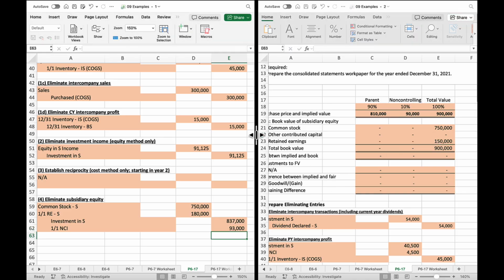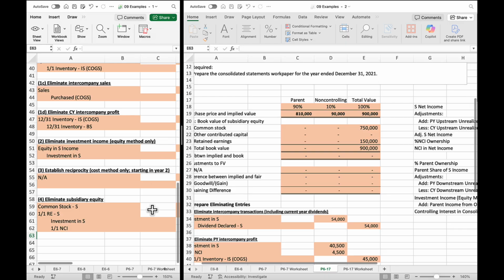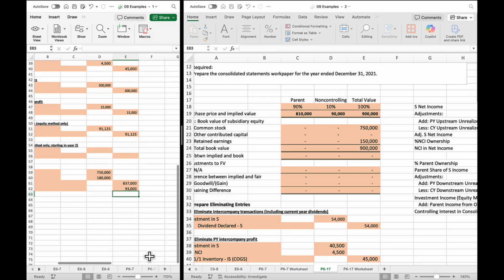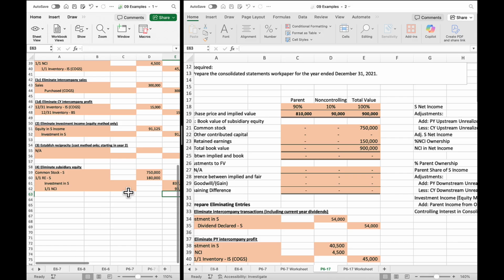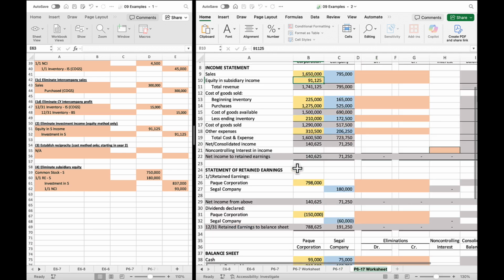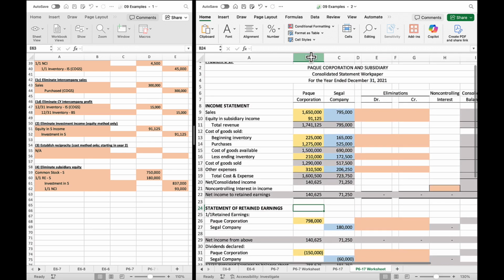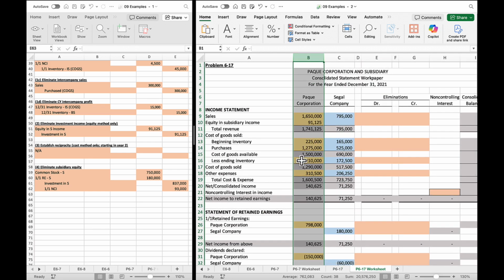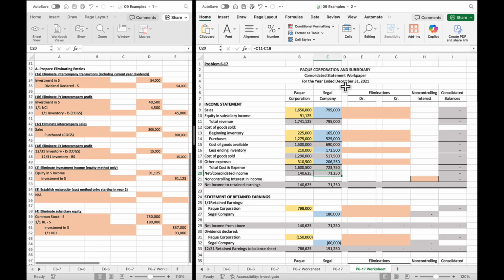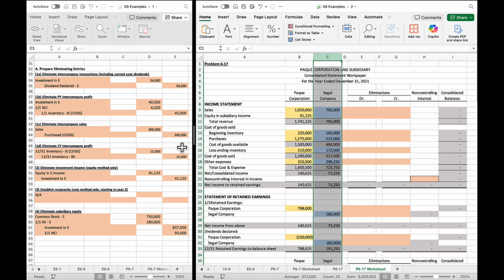Okay, so now we have all of our eliminating entries and we can go ahead and put them into our worksheet. We're almost there. Okay, so we got a new worksheet, and our new worksheet is going to have a new trial balance for our parent because in this case, our parent is using the equity method instead of the cost method. Subsidiary's trial balance should be exactly the same.